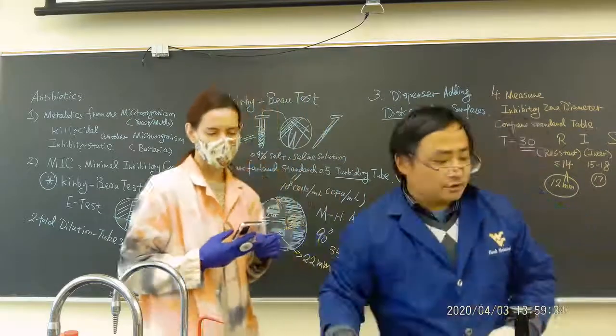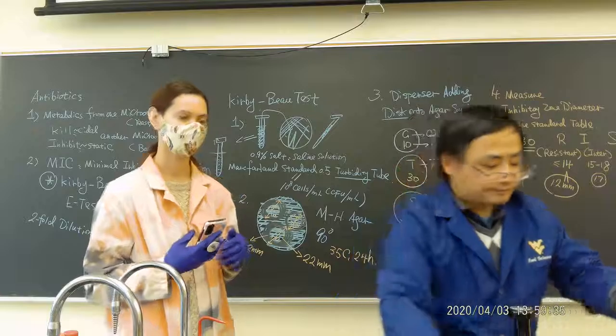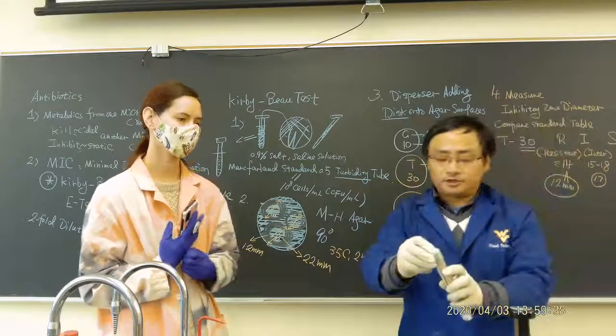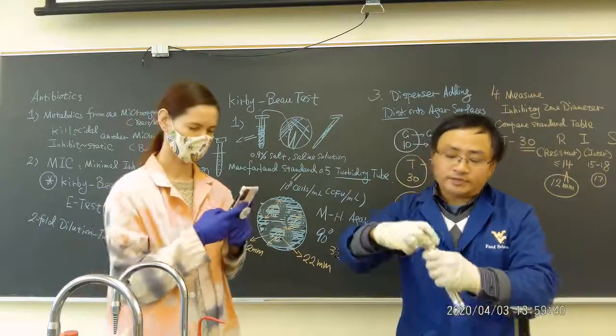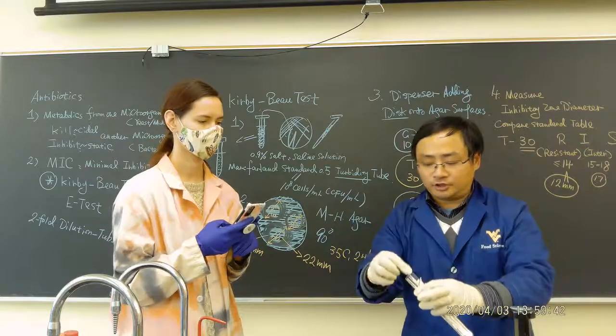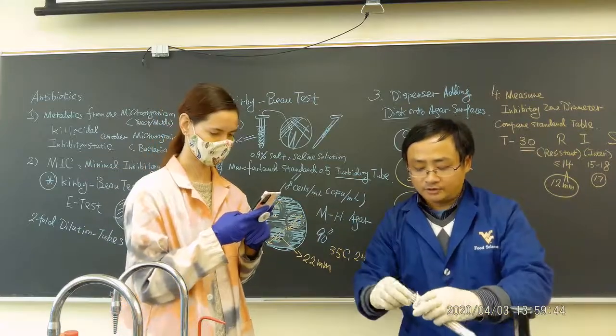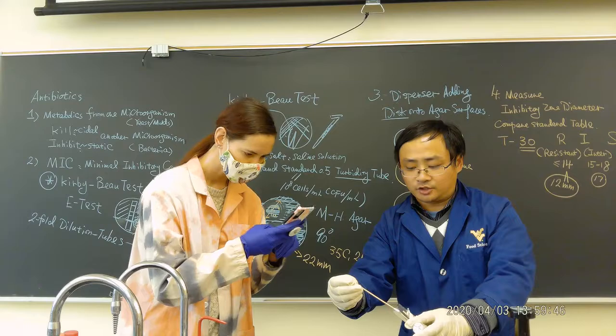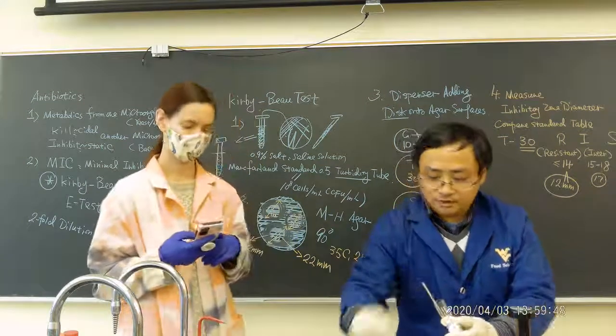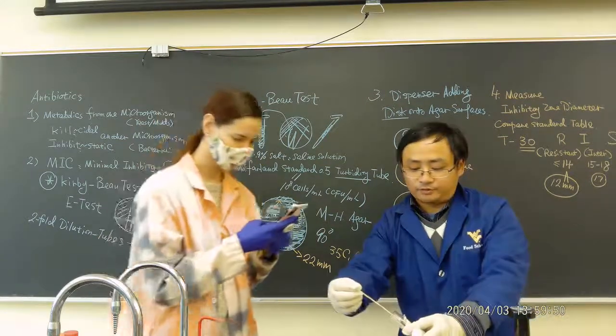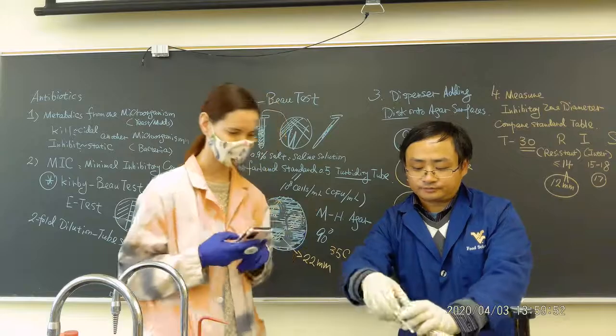Now what we're going to do is use a cotton swab. This is a cotton swab. It has been autoclaved. So we take one cotton swab out. So you can take a picture, we take one cotton swab out. I put these on the side. So take one more picture. We put the cotton swab out.